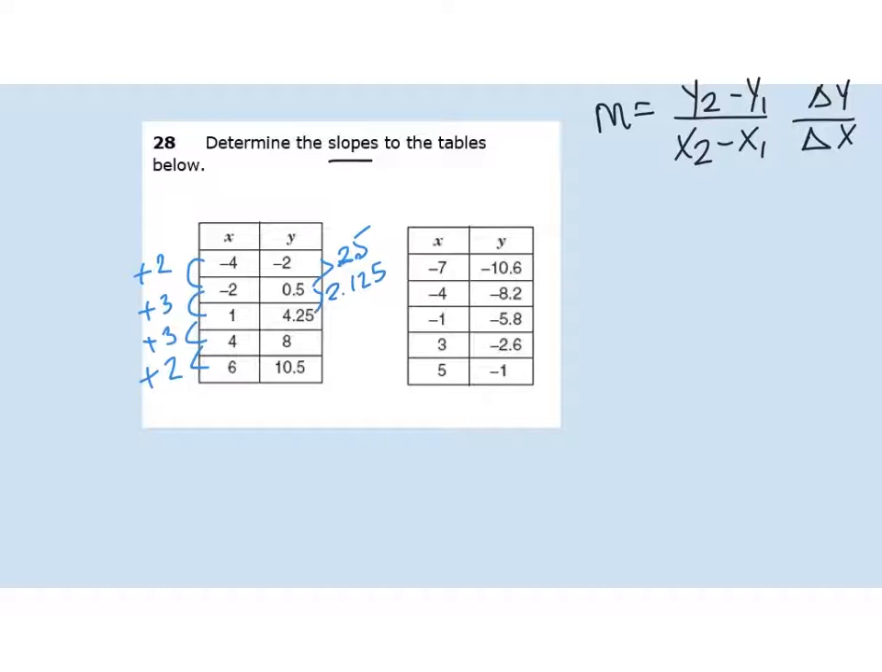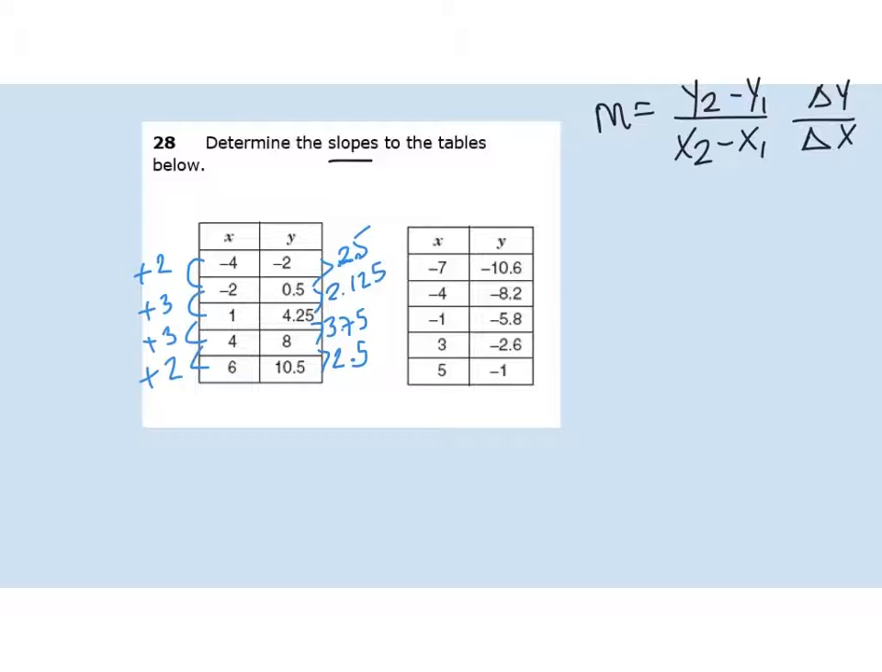Then from 4.25 to 8, that's going to be 8 minus 4.25, which comes out to 3.75. And then from 10.5, subtracting the 8, that comes out to, excuse me, not 1.5, 2.5. We'll notice that these are different.